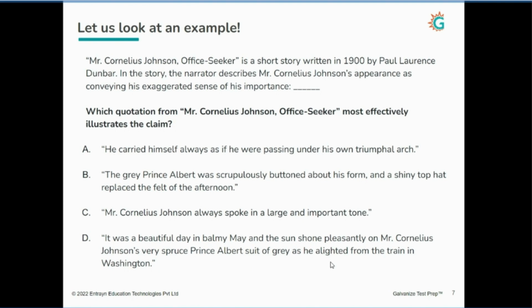There is an event that is described. That is, he came down from his train, and he was well dressed, but you don't have anything about his self importance or even his appearance. That much is not given to you. So you would probably be confused between A and B only when you answer this question. Here it's very easy to go with option B. But if you are in doubt, make sure you go back to the question and understand exactly what you're looking for. And this would be evidence that you're using from the text to support this claim, right?